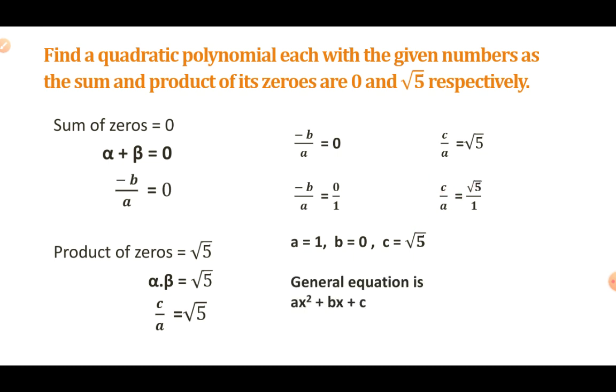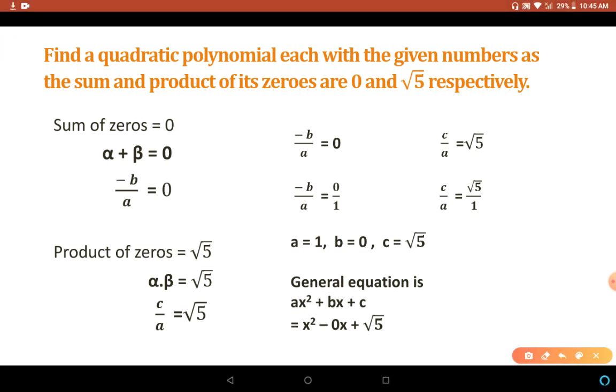General equation is ax square plus bx plus c. So the answer will be x square minus or plus 0x, that's your wish, plus root 5. Ultimately, no need to write this thing. So your answer will be x square plus root 5. This is your quadratic equation, x square plus root 5. That's all.